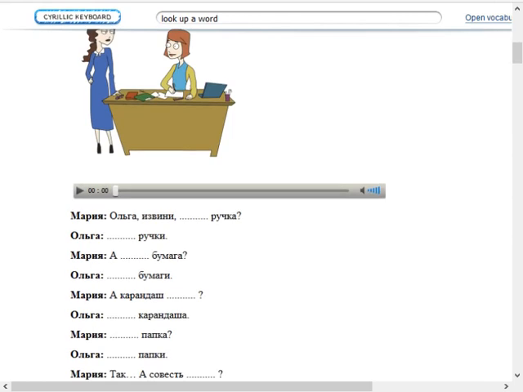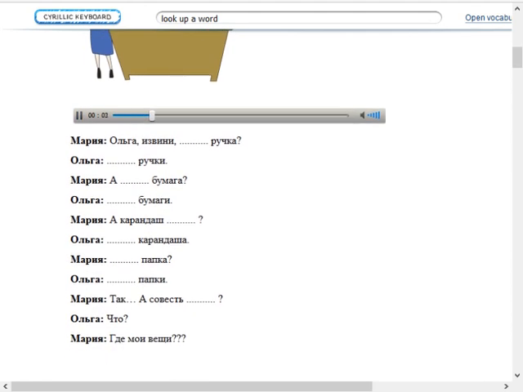So, looks like another awkward conversation. Let's see what Maria and Olga have to say to each other. Ольга, извини, у тебя есть ручка? У меня нет ручки. А у тебя есть бумага? У меня нет бумаги. А карандаш у тебя есть? У меня нет карандаша. У тебя есть папка? У меня нет папки. Так, а совесть у тебя есть? Что? Где мои вещи?